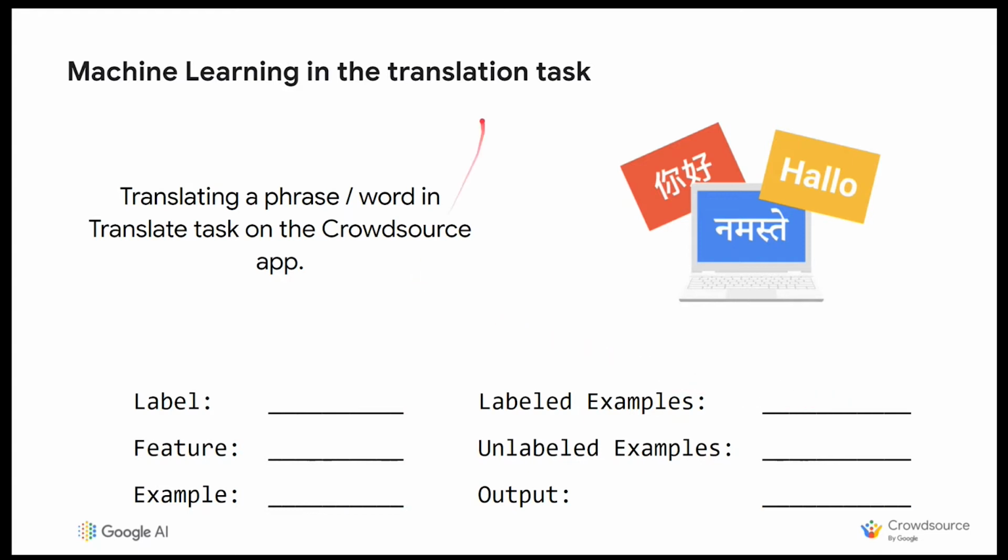Okay, so in the translation task, let's see the objective of our ML application: translating a phrase or word in the translate task on the Crowdsource app. If you have tried a translation module in the Crowdsource application, what can be the label? The language it is in. Yes.